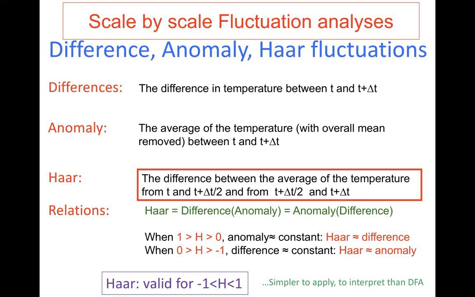And it turns out that whereas the difference fluctuations give you a good fluctuation when h is in the range from 0 to 1, and the anomalies from -1 to 0, the Haar fluctuations are valid over this whole range. And it turns out that that's in fact good enough for virtually all geoprocesses. And you can use other fluctuations if absolutely needed.